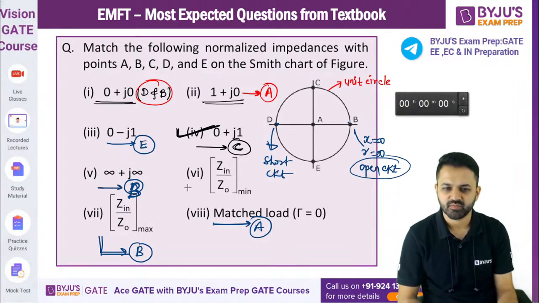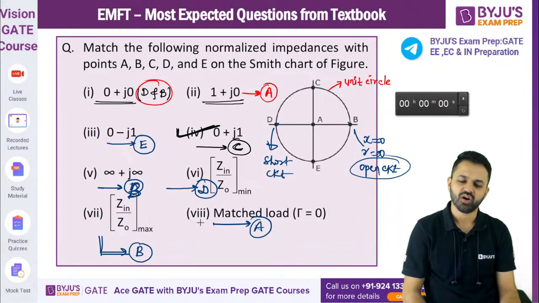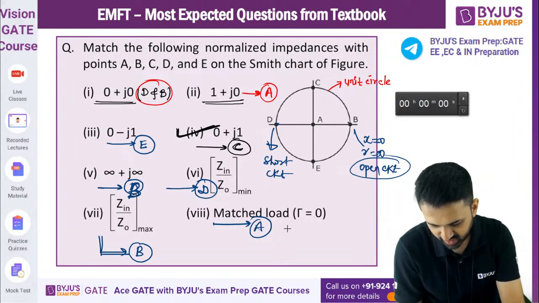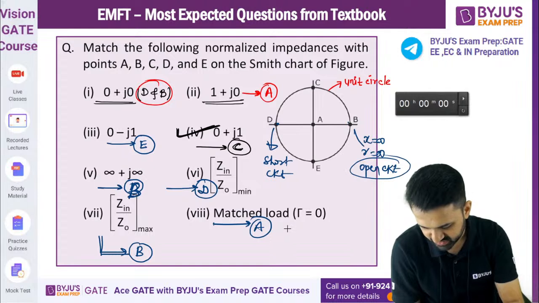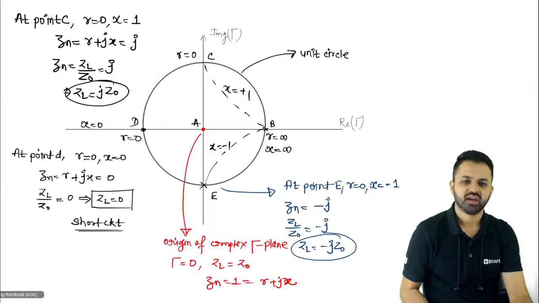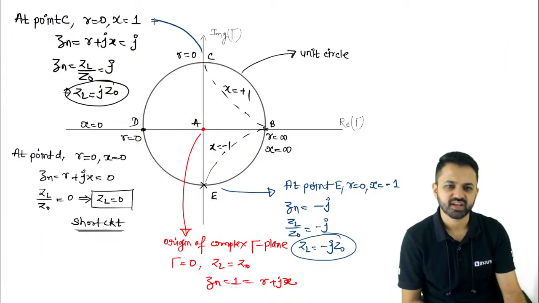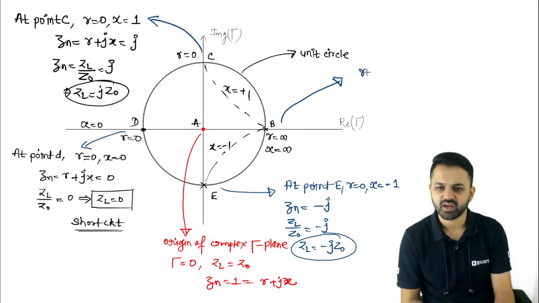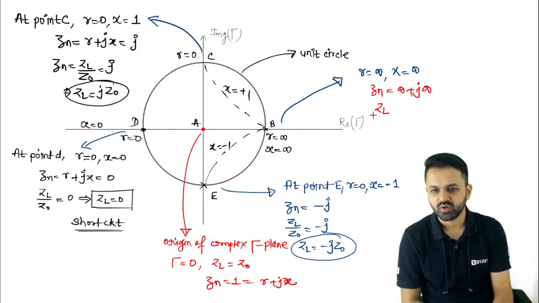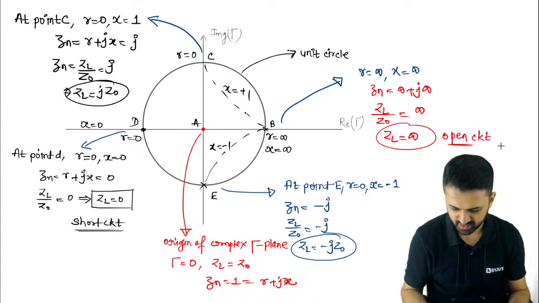So in this way, the sixth one is point D. All the points in this particular Smith chart we have derived. Any point that I am left with? No. So point C we have derived here. Point D, point A, point E and point B. Point B is R equal to infinity, X equal to infinity. So the normalized impedance will be infinity plus J infinity. So the load impedance divided by characteristic impedance is infinite, so ZL equals infinity. That means it is open circuit. Clear? So in this way you can represent all the points in the Smith chart.